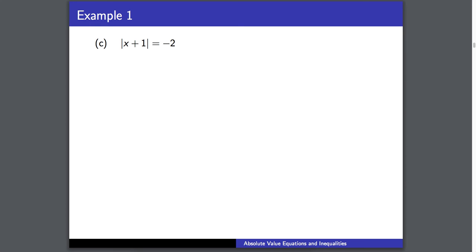Okay, in this video we're going to take a look at some more examples of solving absolute value equations. Picking up where we left off, example 1c, we have the absolute value of x plus 1 equals negative 2. So we can set up two equations where we have x plus 1 equals negative 2, and then x plus 1 equals the opposite of that, which is positive 2.